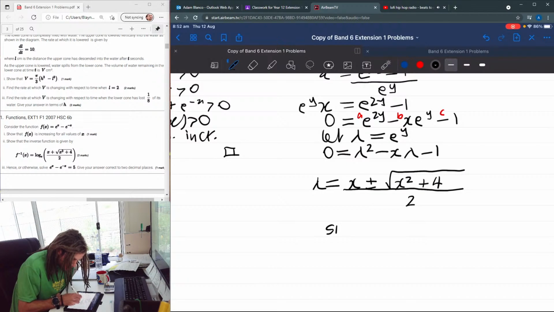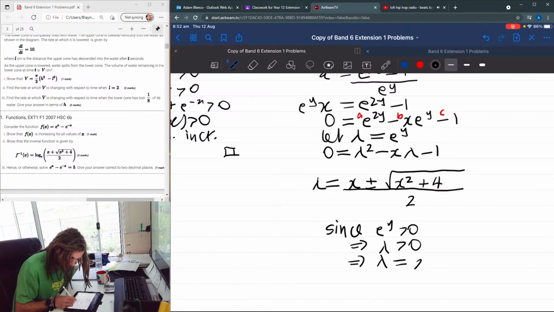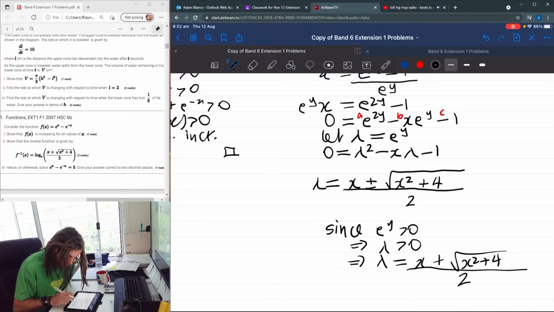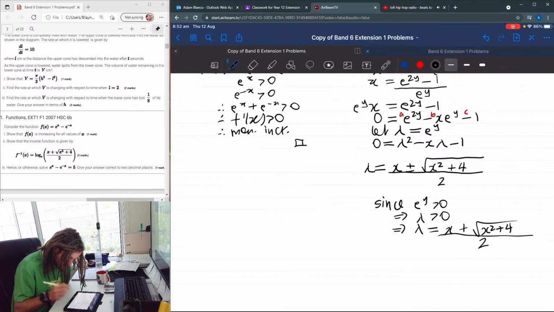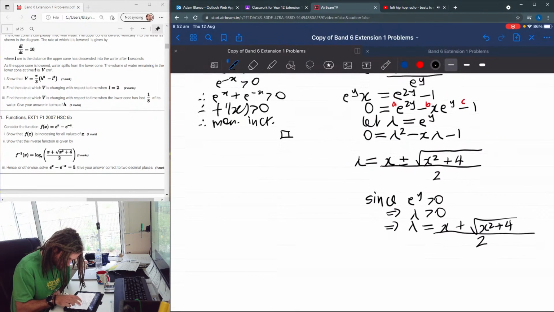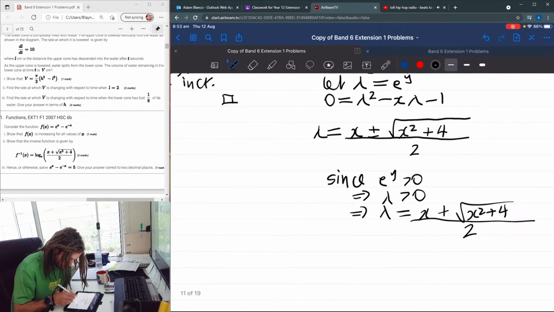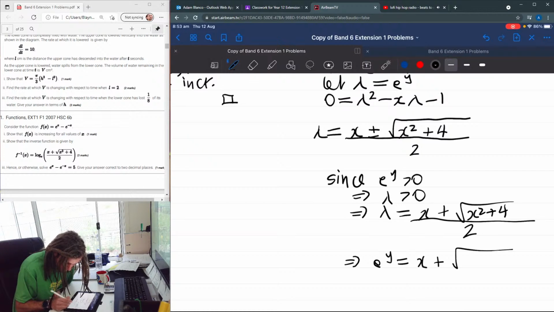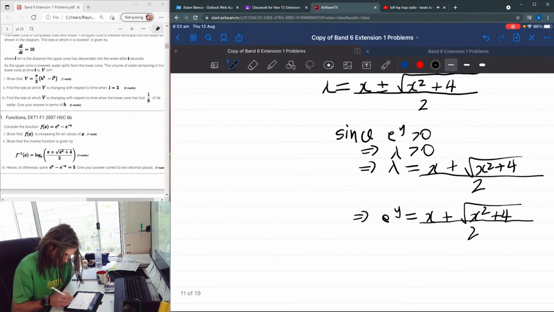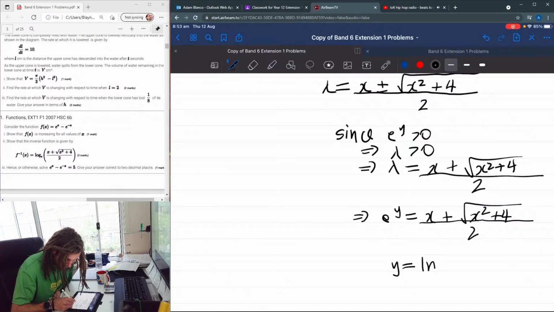So then I guess I'd just say, since e to the y is greater than 0, that implies that lambda is greater than 0. That implies that lambda has to equal x plus all this on 2. Okay, so that tells me, what does that tell me? Go from the top there. So that implies e to the y equals all that. Which tells me y equals then all that.